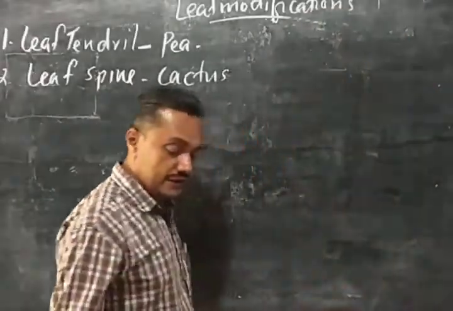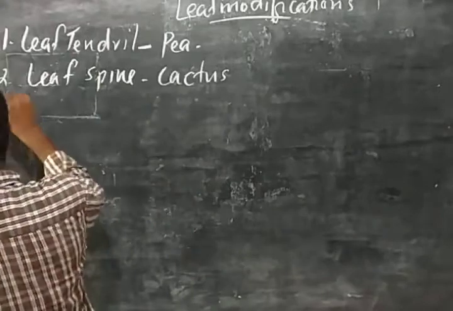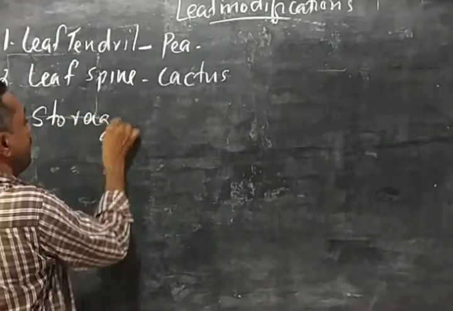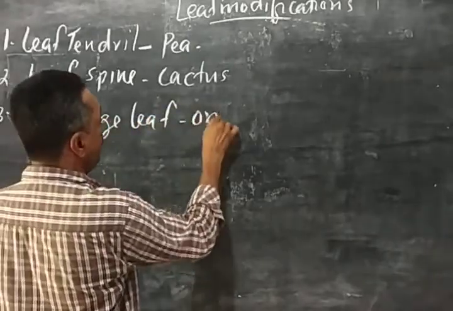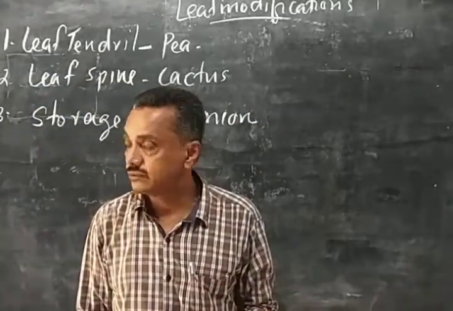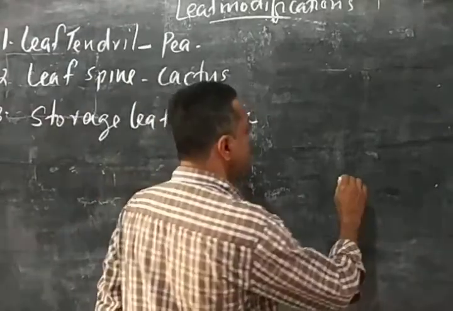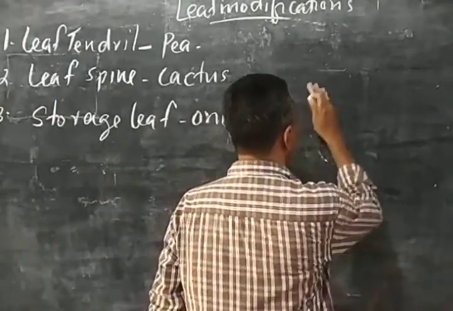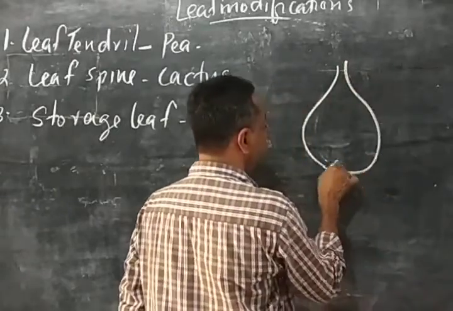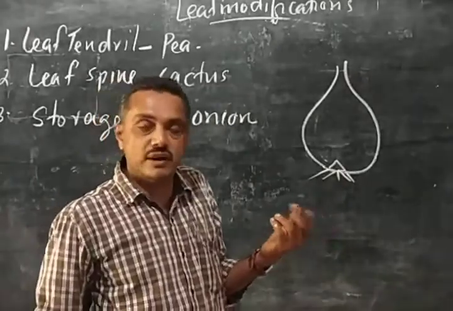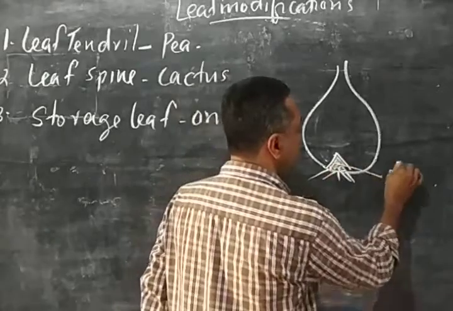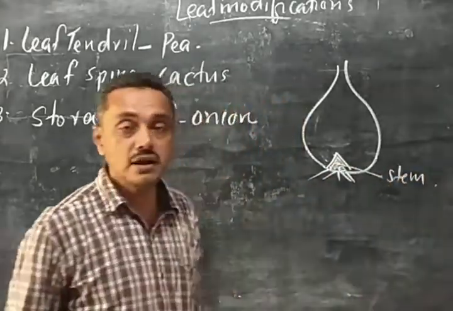Then comes the third one, called scale leaf, storage leaf, in the plant called onion. In onion plants, storage leaves are present. What do you mean by storage leaves? You know the plant called onion. And the onion is a stem modification. This is the stem in the onion plant. This white part is called the stem.